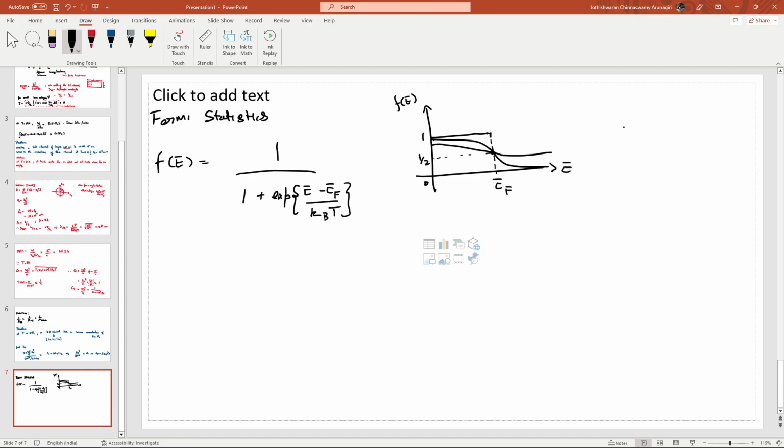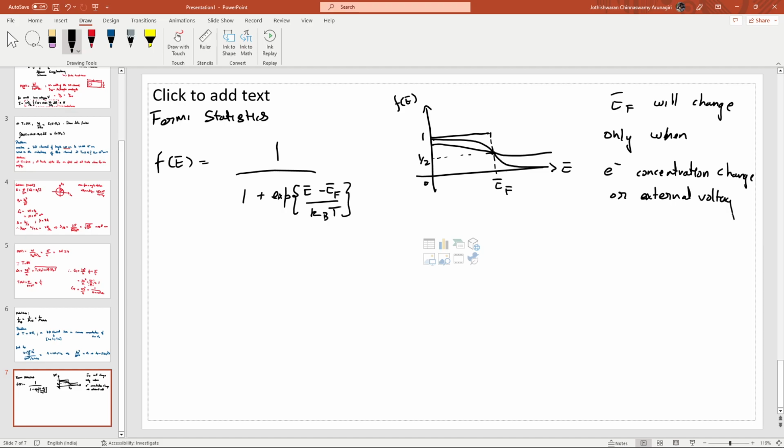EF will change only when electron concentration changes or an external voltage is applied. Okay.